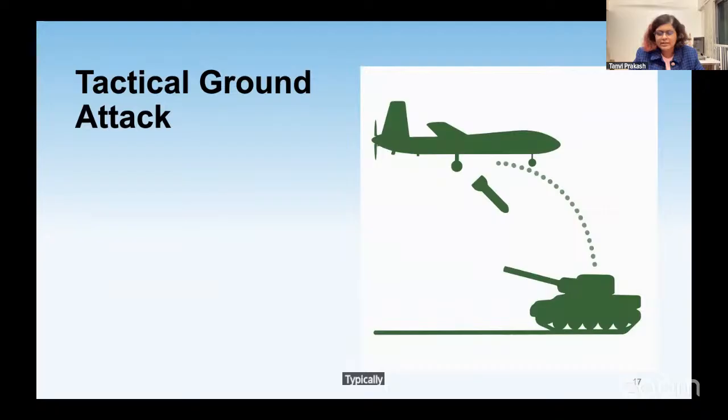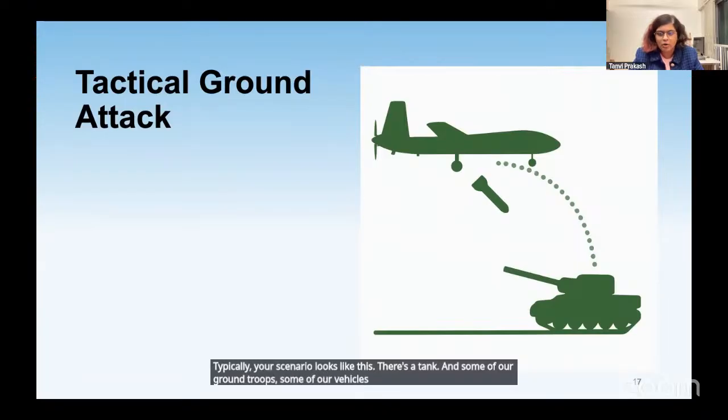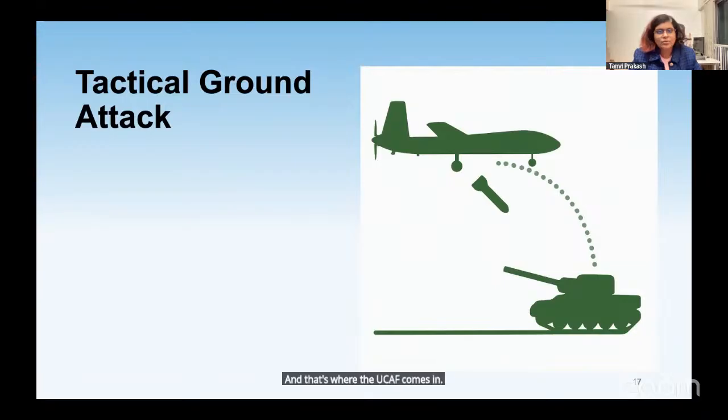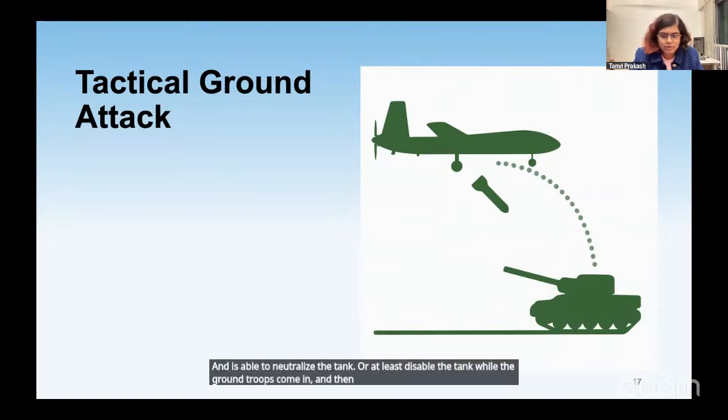Typically, a scenario looks like this. There's a tank, and some of our ground troops, some of our vehicles and soldiers, have gone in to break the progress of this tank towards our territory, perhaps. And that's where the UCAV comes in. The UCAV drops a tactical payload and is able to neutralize the tank, or at least disable the tank, while the ground troops come in and then take captives or destroy, or whatever is needed as per that mission.